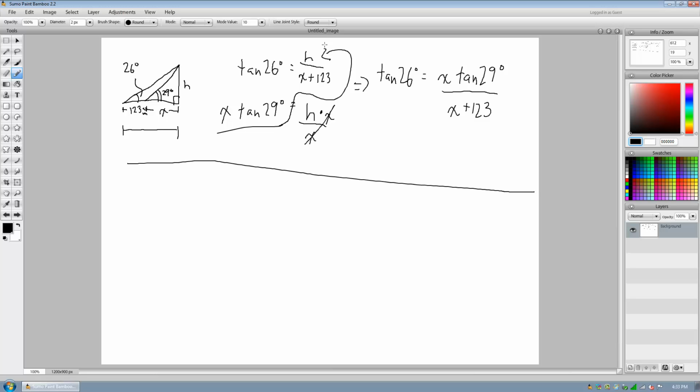To start, I'm going to multiply both sides of the equation by x plus 123. So x plus 123 times the tangent of 26. There we go, I've multiplied the left-hand side by x plus 123, and I'm going to multiply the right-hand side by x plus 123.